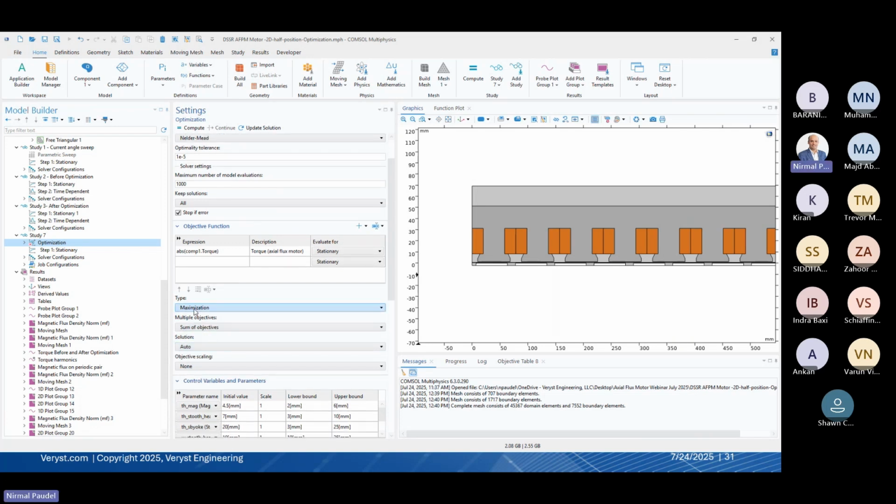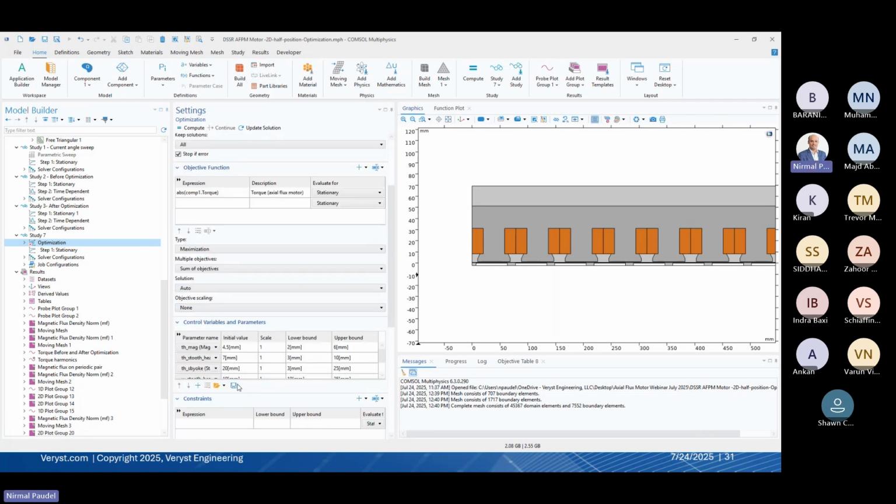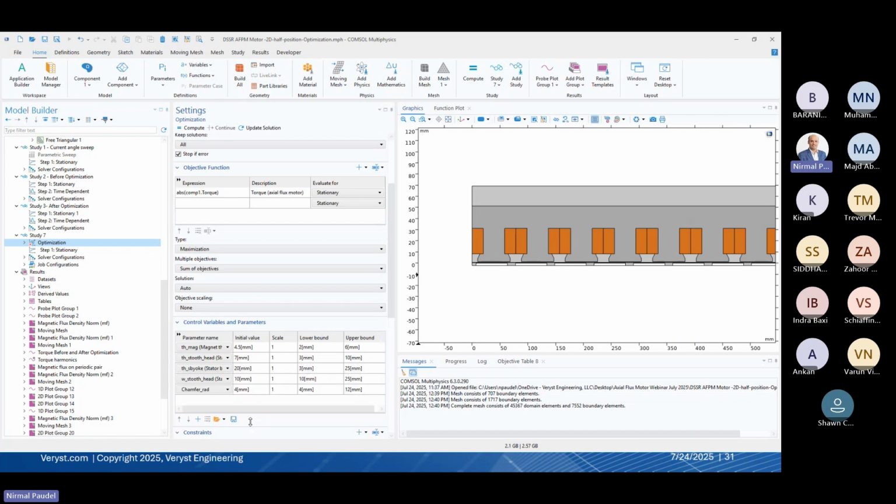and basically it's the maximization of torque, and then we have parameters with initial values and upper and lower limits for each of them. Now, these limits are determined sometimes by manufacturability or sometimes by constraints on your design. Sometimes there is a hard limit from the customer or from your engineering team that this cannot be thicker than this or smaller than this. Same thing for manufacturability. There's a limit. So you have to be very careful in selecting these upper and lower bounds on optimization.